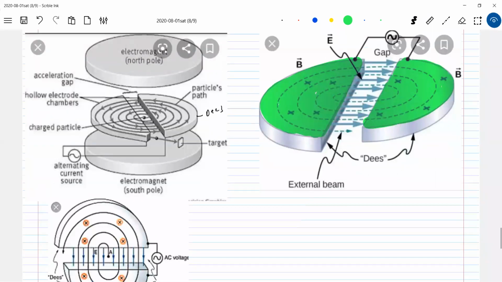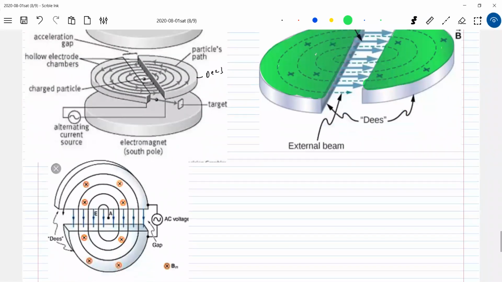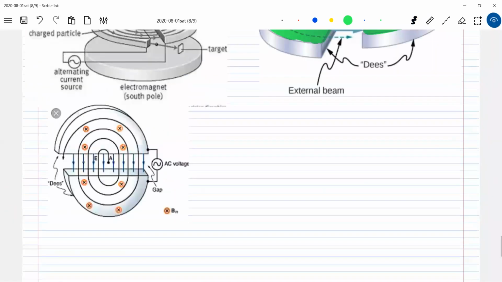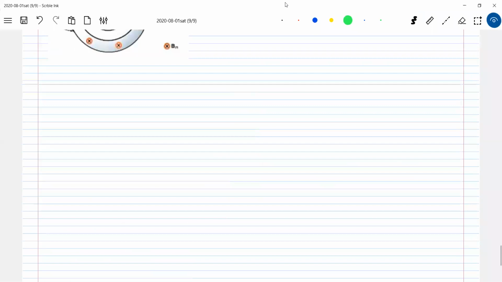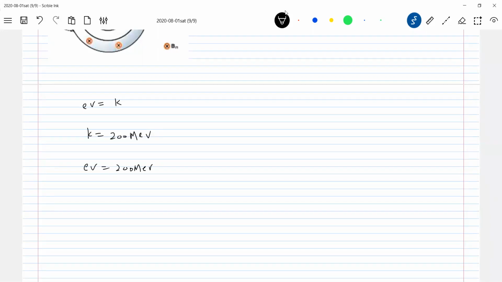Okay, now come to this. Once again, I'll go back to the theoretical ideas. qV is equal to the kinetic energy. What is our requirement? Our requirement is something like 200 mega electron volt. So this e and this charge get cancelled. eV equals 200 mega electron volt. What is the required potential difference? One e gets cancelled, so this will be 2 into 10 to the power of 8 volt.